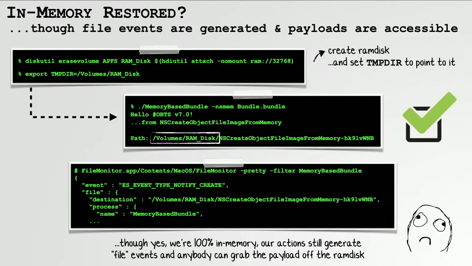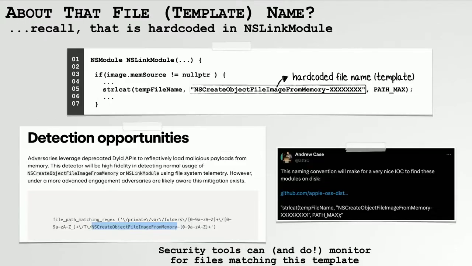However, there's two problems with this approach. File events are still generated. So even though we're not writing out a file, a RAM disk is kind of like a file system. So an endpoint security monitor or a file monitor would still see those events. And if it was keying off that hard-coded file name, it would both be able to observe the fact that the payload was written to the RAM disk and also be able to go grab that, because the RAM disk is globally readable. So we're making progress, but room for improvement.